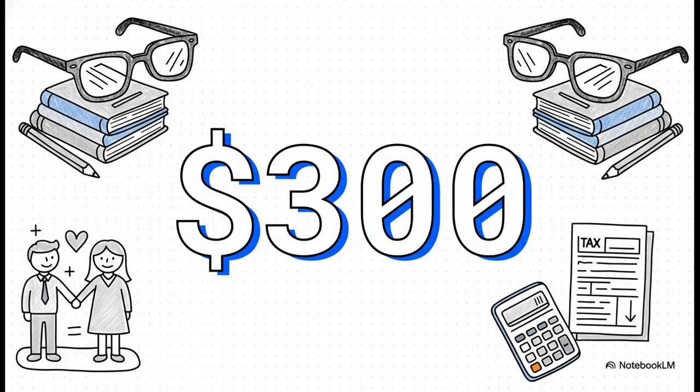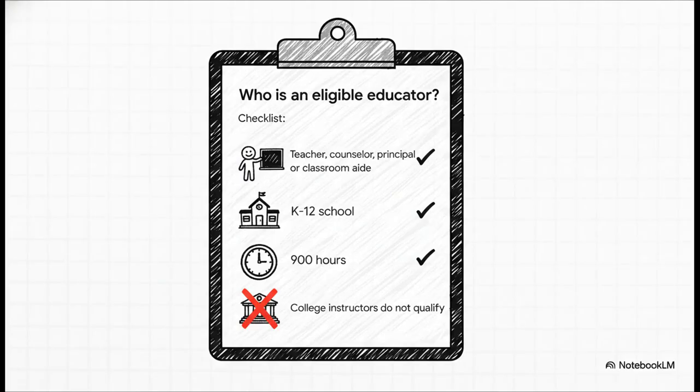Now, if you're married to another educator and you both have expenses, guess what? You can each take the deduction. That's a total of up to $600 on a joint return. It's a per-person limit, which is great. But you have to know the rules here are very specific. You've got to be a K-12 teacher, counselor, principal, or an aide, and you have to work at least 900 hours during the school year. And one key group that gets left out here: college instructors. They, unfortunately, aren't eligible for this particular deduction.